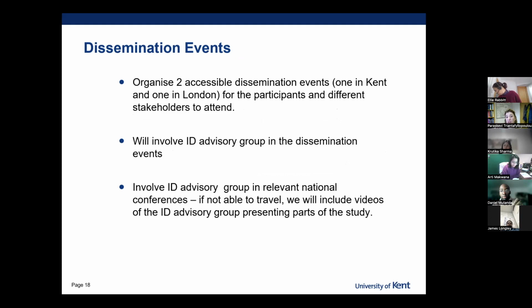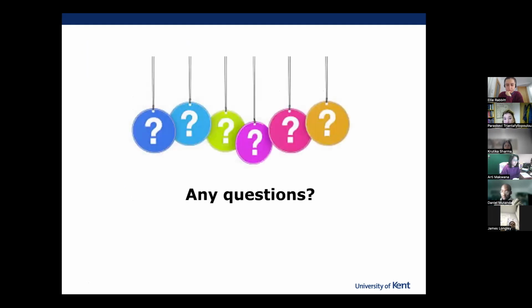We will be organising 2 accessible dissemination events, one in Kent and one in London, for all participants and different stakeholders. We're going to open it up to everyone to attend. And we would really like to involve our advisory group in the dissemination events. So we would like to either include them live to come and talk to people about the whole process and about the findings. And because obviously we're going to be going to national or international conferences, we would like to include videos of the advisory group presenting parts of the study if they can't travel with us. So I hope that I've made it on time.